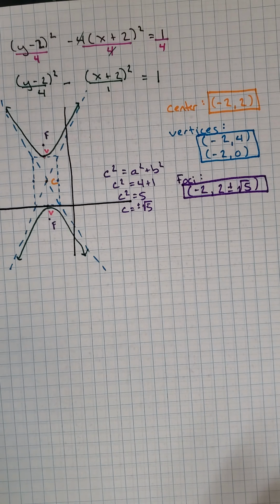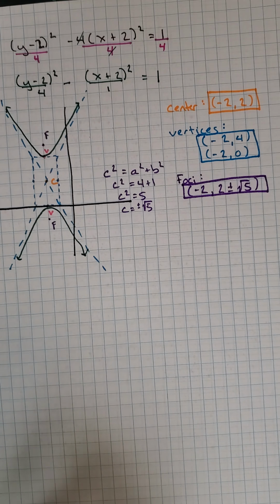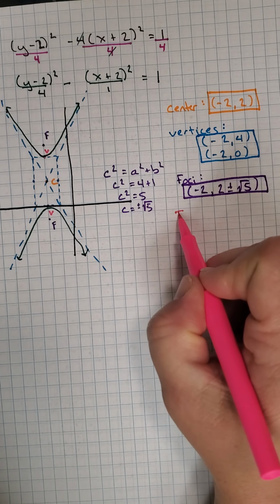Now, notice everything is x equals -2. All your x's there are x is -2. So your transverse axis is x equals -2.